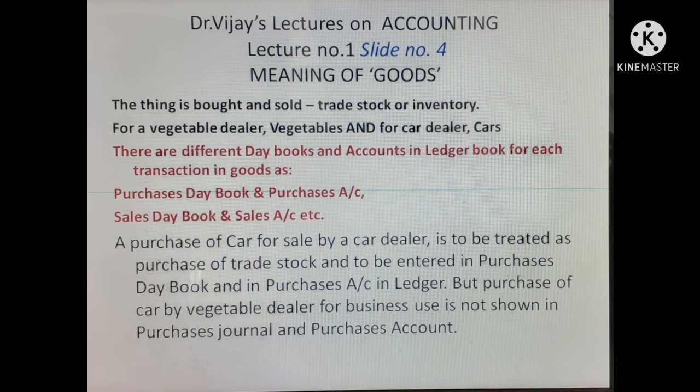A purchase of a car for sale by a car dealer is to be treated as a purchase of trade stock and to be entered in the purchases day book and in the purchase account in the ledger. But the purchase of a car by a vegetable dealer for business use is not shown in the purchases journal and purchase account. It is to be shown in the general journal.